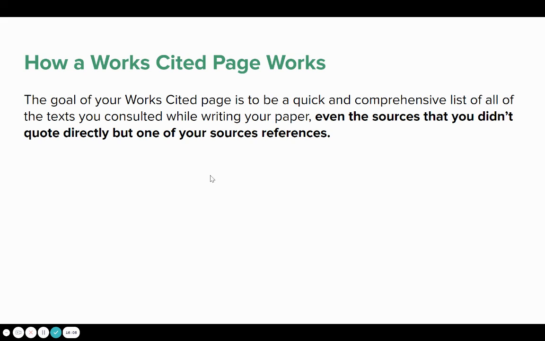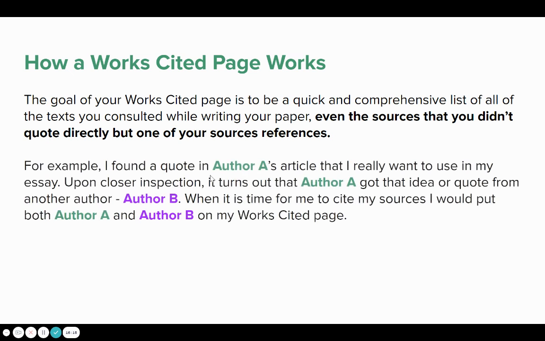The goal of your works cited page is to be a quick and comprehensive list of all of the texts you consulted while writing your paper, even the sources that you didn't quote directly, but one of your sources references. For example, I found a quote in author A's article that I really want to use in my essay. Upon closer inspection, it turns out that author A got that idea or quote from another author, author B. When it is time for me to cite my sources, I would put both author A and author B on my works cited page. We're going to discuss what the in-text citation for this scenario looks like at a later date.